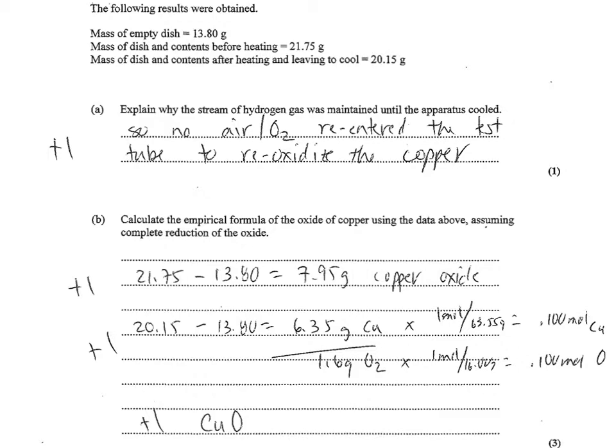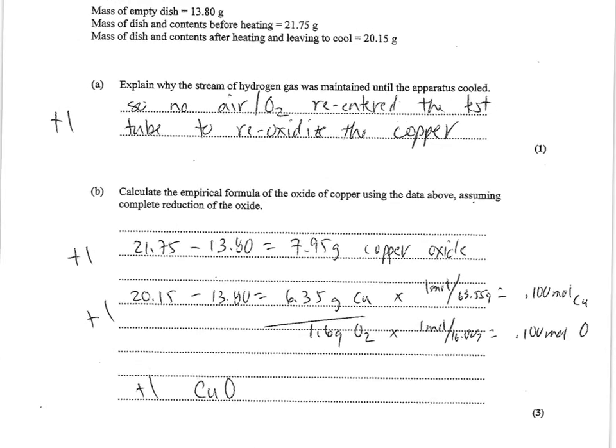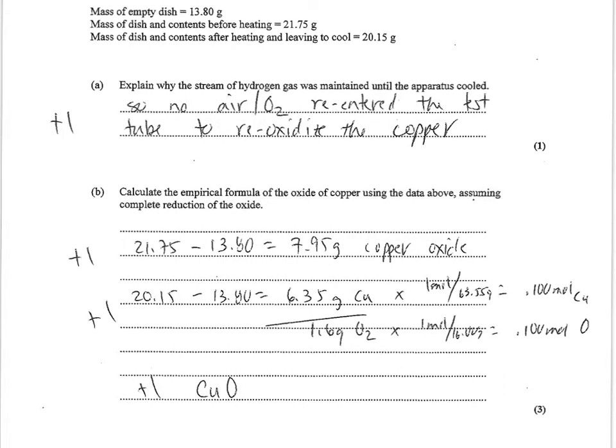B said, calculate the empirical formula of the oxide using the above data. So even if you really didn't understand what's going on, you should have been able to see that 21.75 minus 13.8 was going to give you the mass of the copper oxide, and then the 20.15 minus 13.8 is going to give you the mass of the product, in this case copper, and then the difference gave you your mass of oxygen. So then when I convert the 6.35 grams of copper and the 1.6 grams of oxygen to moles, I see I have equal amounts of each, 0.100 moles of both copper and oxygen. So my empirical formula is just CuO.